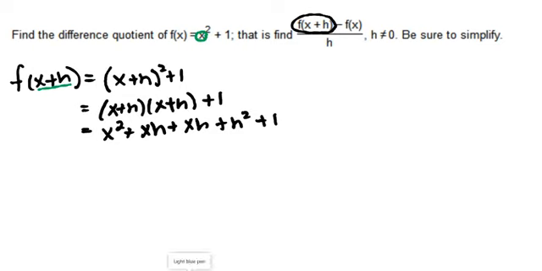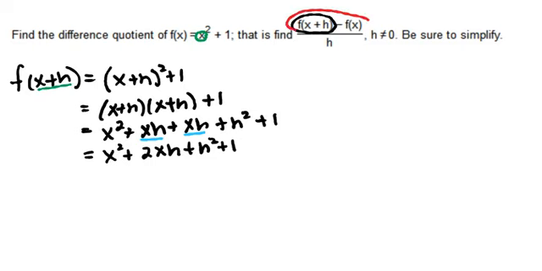We do have some like terms that we can combine together. We have two terms with xh. So when we combine those like terms, we get 2xh plus h squared plus 1. So we've calculated f of x plus h, and now we'll calculate the whole numerator. So the whole numerator is f of x plus h minus f of x.